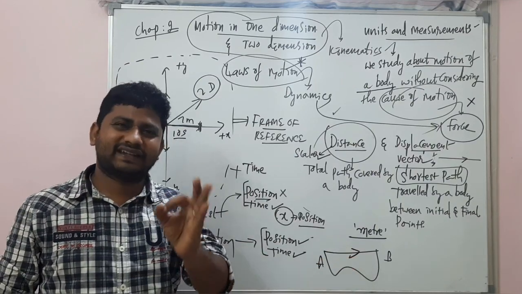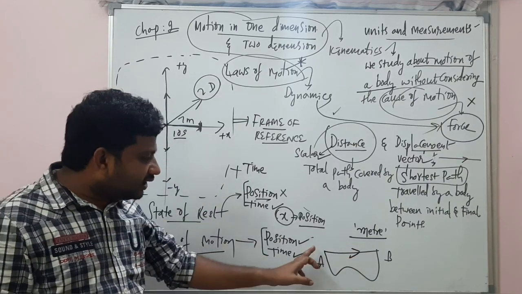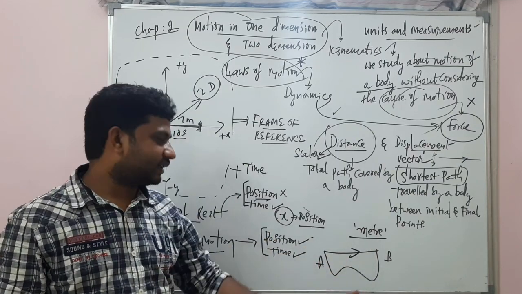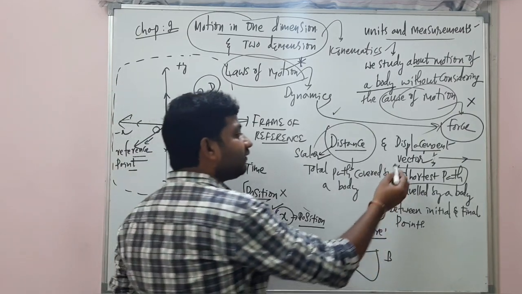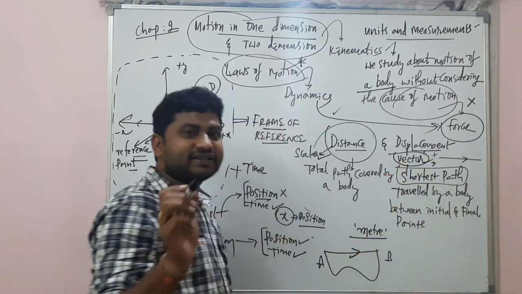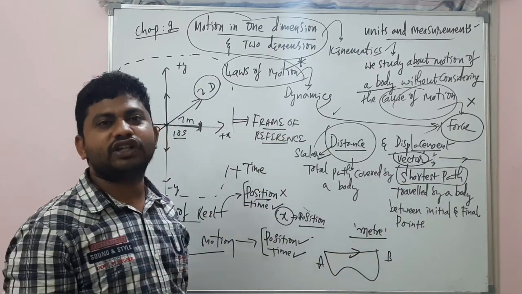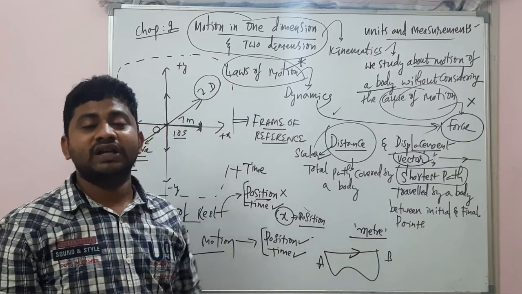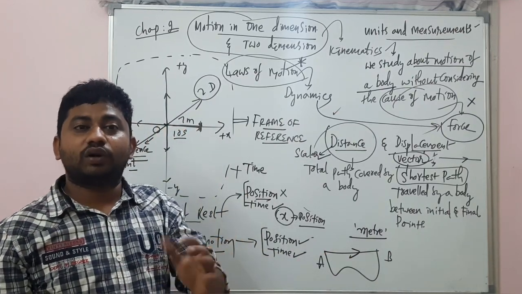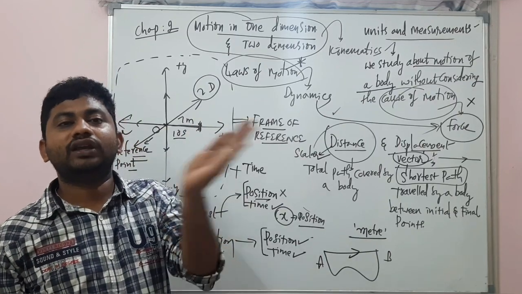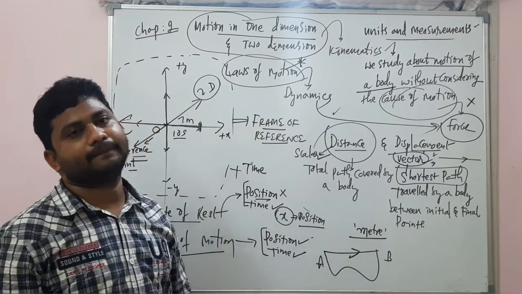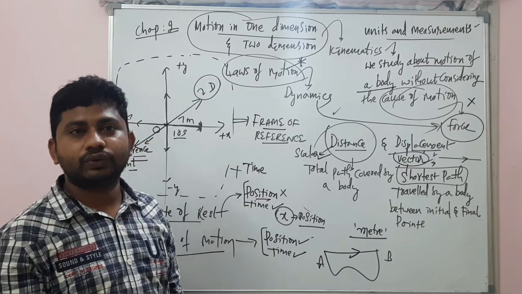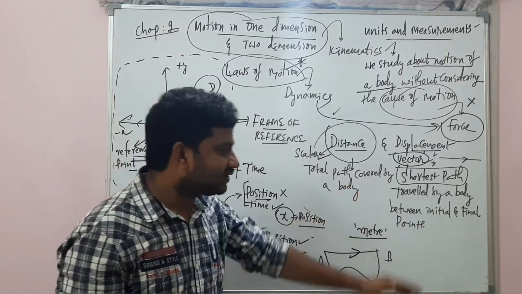See, there's a specific direction. Between the initial point and final point, the shortest path means there is a specific direction. And displacement is a vector quantity, right? It must have direction. The direction of the displacement is always from the initial point to the final point, in this way. Alright, my dear students? I hope it's very clear to you. So this is distance and displacement.